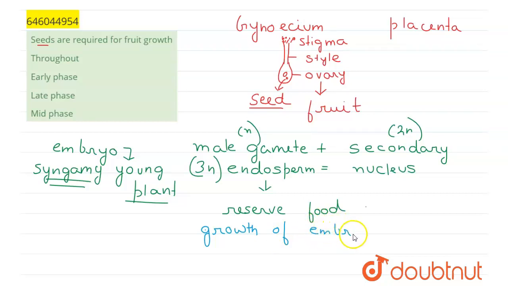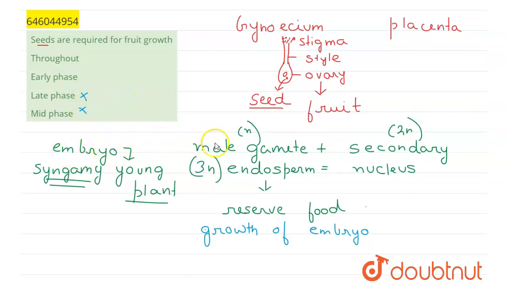Okay, so now as we know that the endosperm is required for the growth of the embryo, and as the ovary develops into a fruit, just after fertilization, during the early phase of fruit growth, the endosperm or the seed is needed because they provide nourishment to the fruit. So only in the early phase the endosperm is present. In the late or middle phase, the endosperm becomes absent.